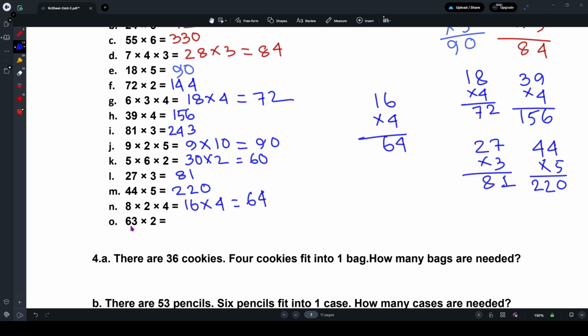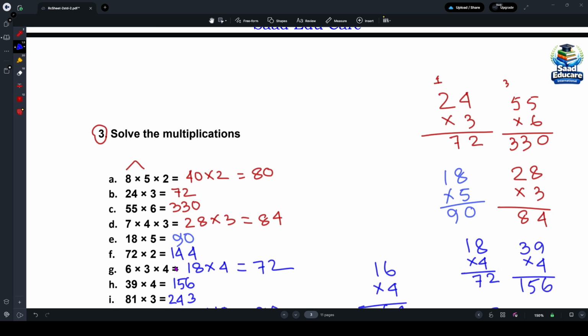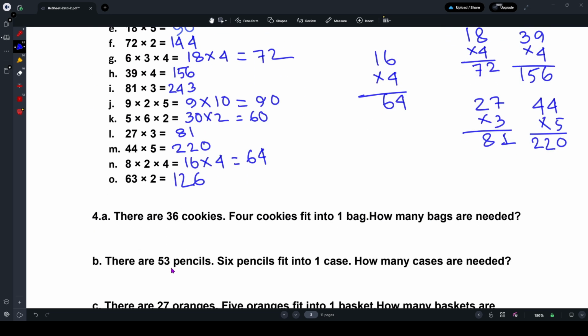And next, 63 times 2. 2 times 3 is 6. And 2 times 6 is 12. So multiplication, question 3, done.